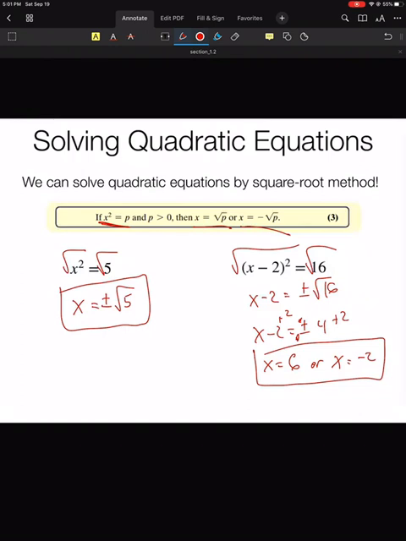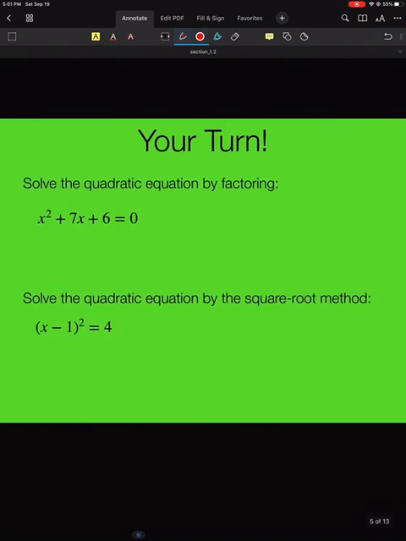Okay, so that's the square root method. Now, here's a your turn. Factoring in the first one, square root method in the second. Okay, hopefully not too bad.